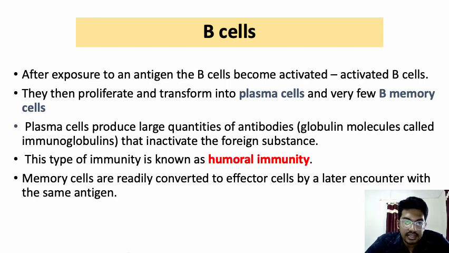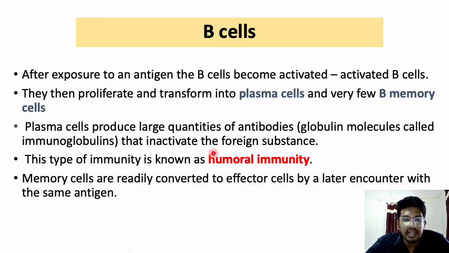Next, the B cells. After an exposure to the antigen, the B cell becomes activated, so they are called activated B cells. The activated B cells can proliferate, and they can transform into either plasma cells, which are more in number, or very few memory B cells. There are two types of memory cells, either memory B cells or memory T cells.